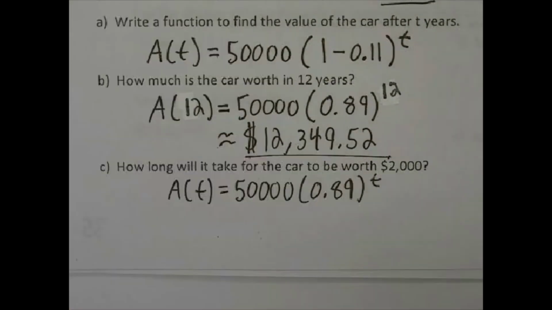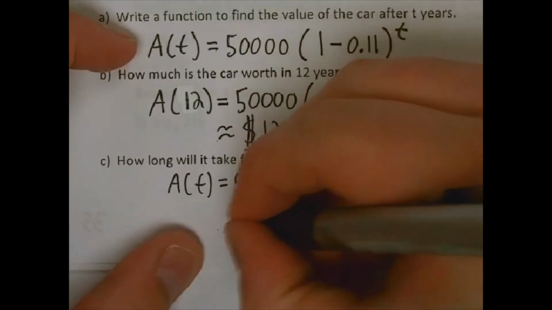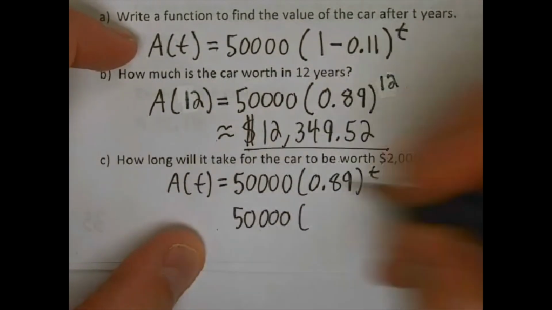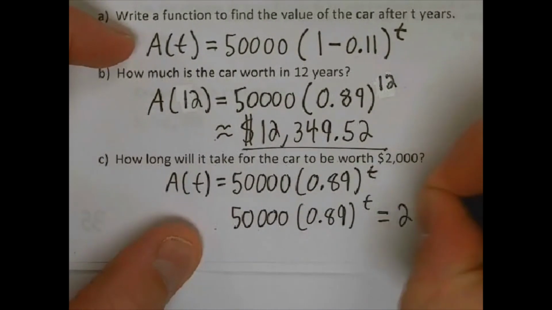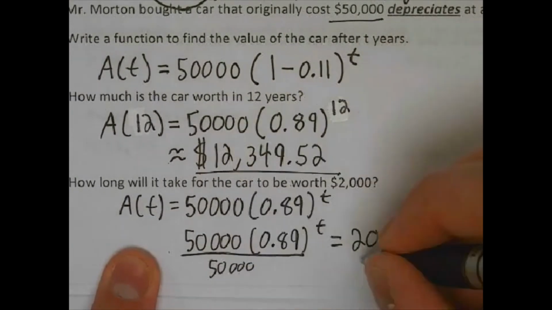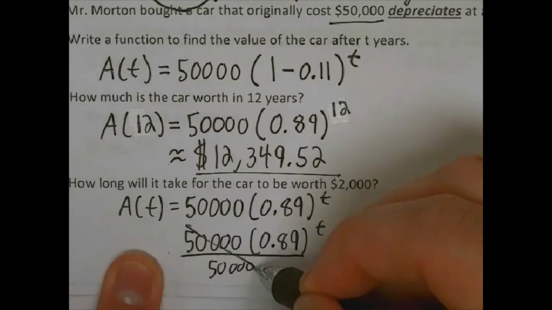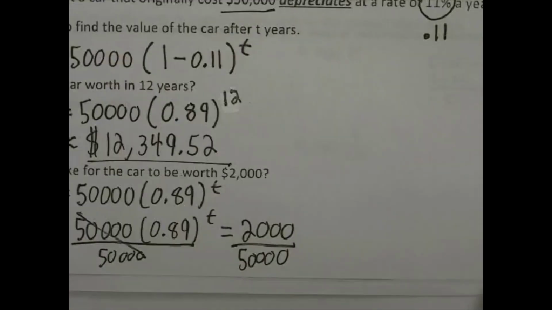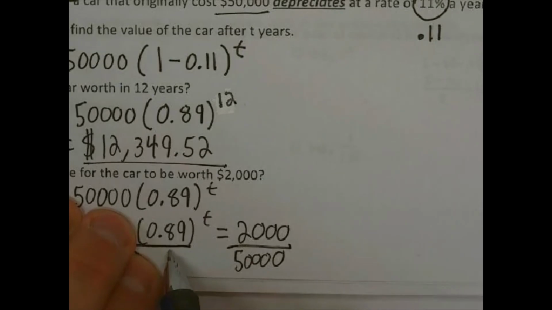How long will it take the car to be worth $2,000? Now, it is depreciating, so it should eventually get to $2,000, okay? So I'm going to take that original section, which is that 50,000, and I'm going to set it equal to 2,000, okay? If I divide by 50,000, I'm going to keep it just like this, just because I'm not trying to get a decimal. Now this is gone, right? Now I have this 0.89 to the t power, and it equals 2,000 over 50,000.